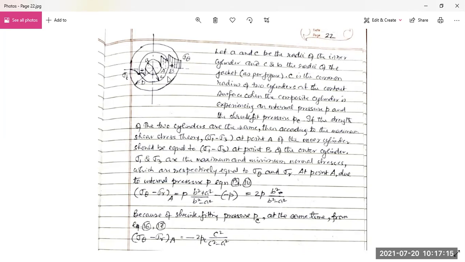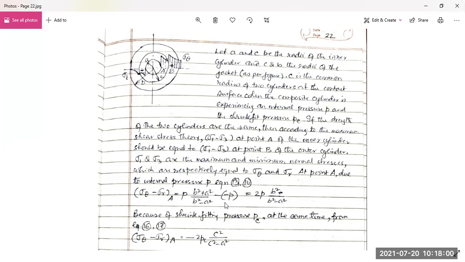Sigma 1 and sigma 3 are the maximum and minimum normal stresses, which are respectively equal to sigma theta and sigma r. So at point A, due to internal pressure P, sigma 1 is sigma theta, which is the maximum, and the minimum normal stress sigma 3 is sigma r. It is acting at point A due to the internal pressure, equation 13 and 14. What you see is that sigma theta minus sigma r is equal to P (B square minus A square) by A, which is equal to minus P itself.